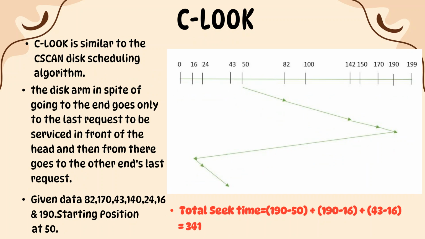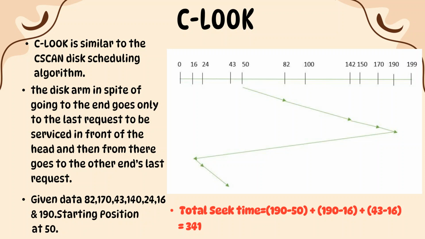The final one is the C-look algorithm, that is circular look. It is similar to the C-scan algorithm. The disk arm only goes to the last request to be serviced. It also prevents the extra delay which occurs due to unnecessary travel to the end of the disk.